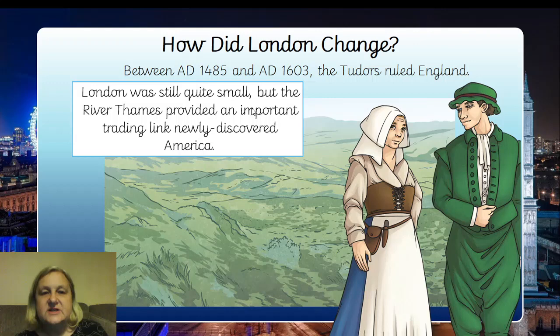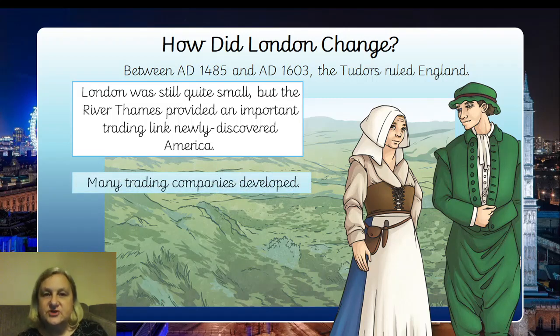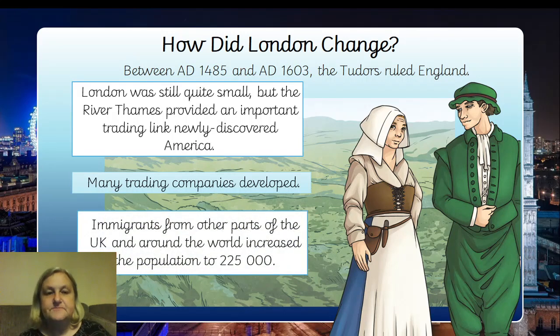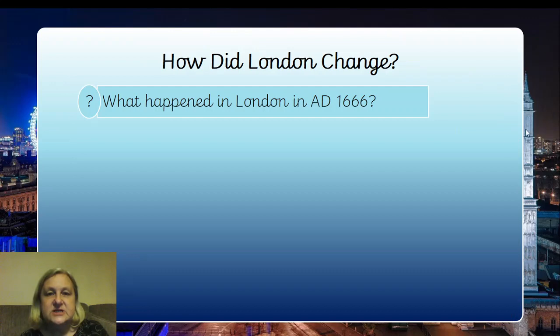So London was relatively small, but the River Thames gave that really important trading link to newly discovered America. Lots of trading companies developed, so that's trading goods, and that carries on for the next few hundred years. Immigrants from other parts of the UK came into London, and people decided that it's a rich place, a good place to live. About 250,000 people were living in London at that stage.